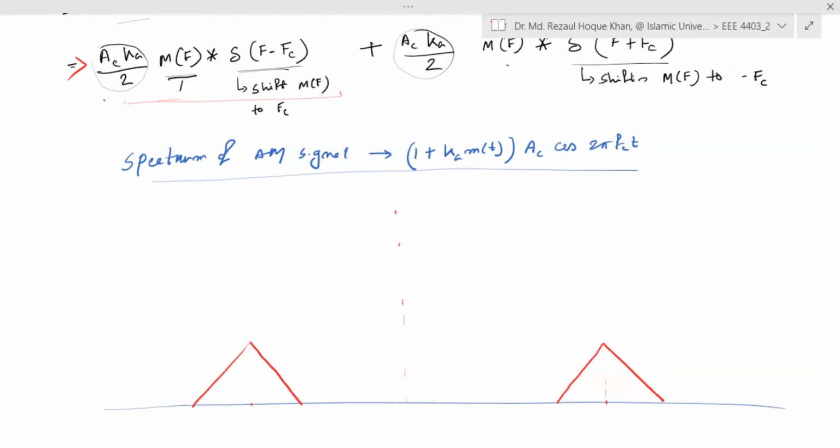So this is actually our half Ac Ka M(f minus Fc), which is due to this one, and this will be our half Ac Ka M(f plus Fc). We just said that this delta function shifts M(f) to Fc, which is this one, and this delta function shifts M(f) to minus Fc, which is this one.